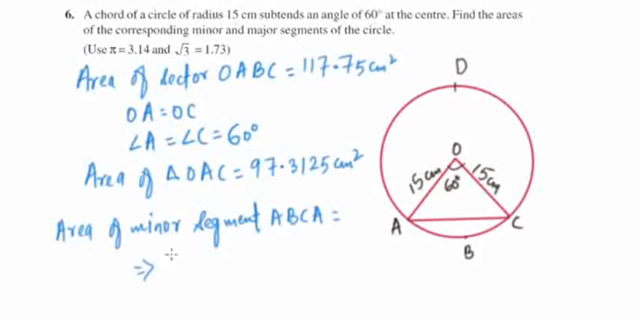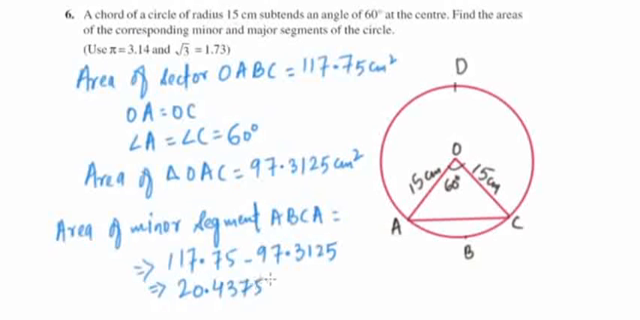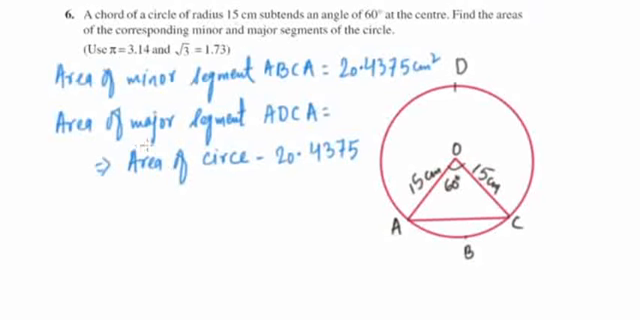Now we can easily find the area of the minor segment ABCA, which is the difference between these two. So it is 117.75 minus 97.3125, and on solving this we'll get the area of minor segment as 20.4375 square centimeter.